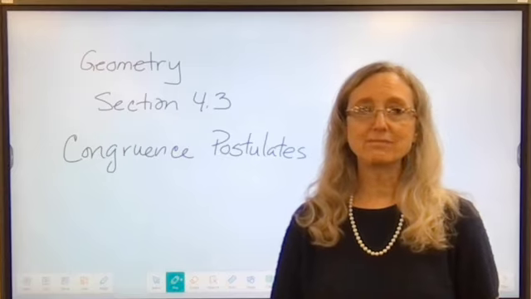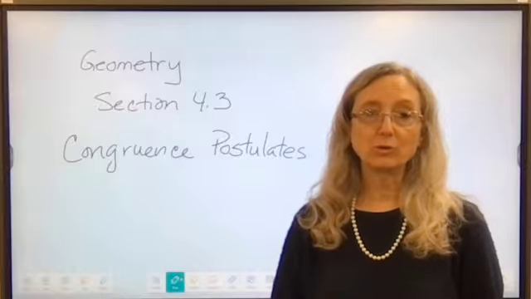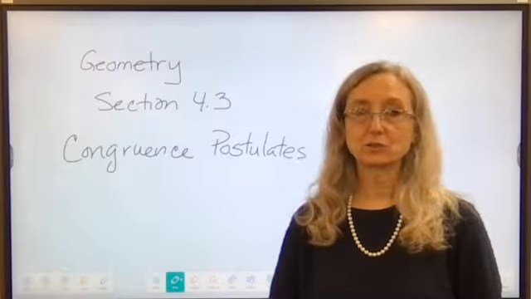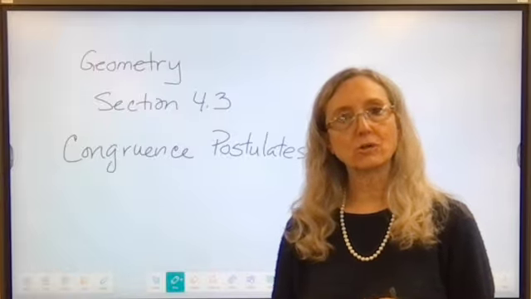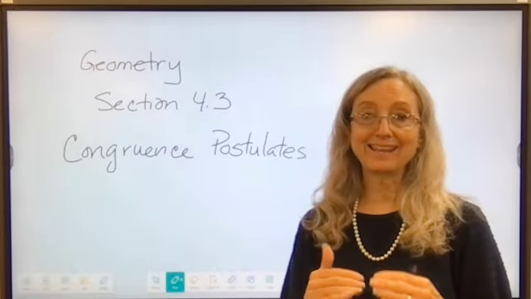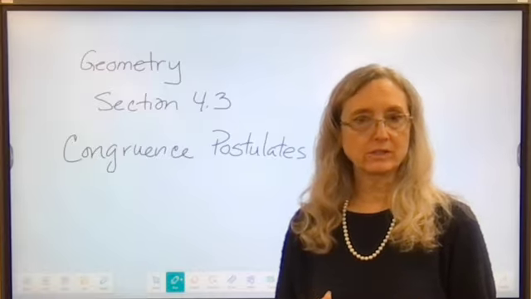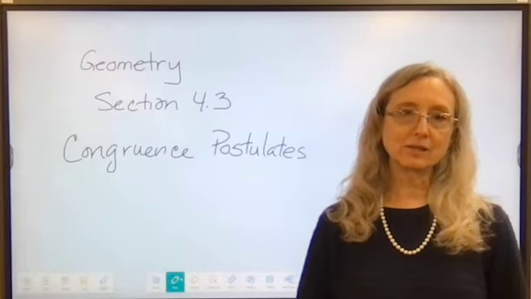Hi everyone, this is the video on section 4.3 in geometry, all about congruence postulates. In the last section we looked at triangles and whether triangles are congruent or not, and realized that we had to show that all three corresponding sides and all three corresponding angles were congruent in order to say one triangle is the exact same size and shape as another one.